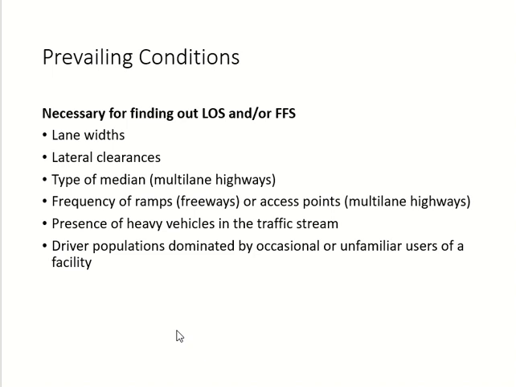In order to calculate the level of service or free flow speed of the highway, you must know these things. You should know the lane widths, and the lateral clearance. Lateral clearance means the distance from the lane to the object on the side of the road. That object can be a tree, a pole, a barrier, a building, whatever. That distance is called lateral clearance.